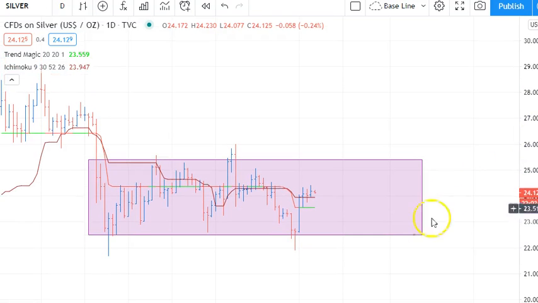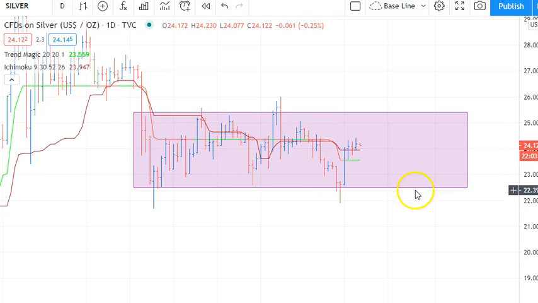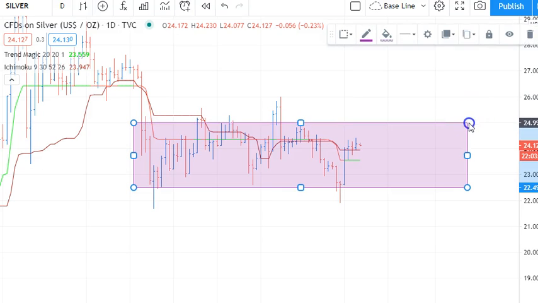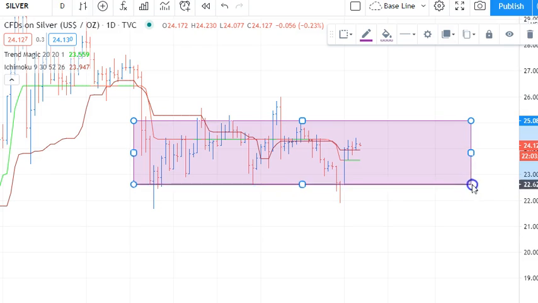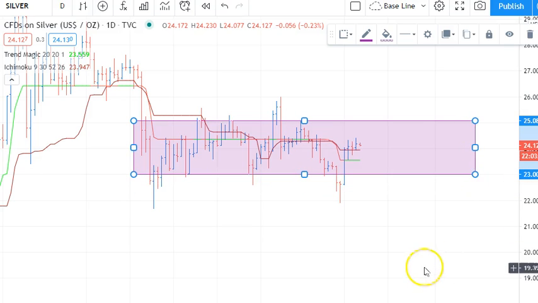Silver, here we go. There's the range. I'm not really interested. I'll close this up to 25. I'm interested with a break above, and I'm interested with a break below 23.